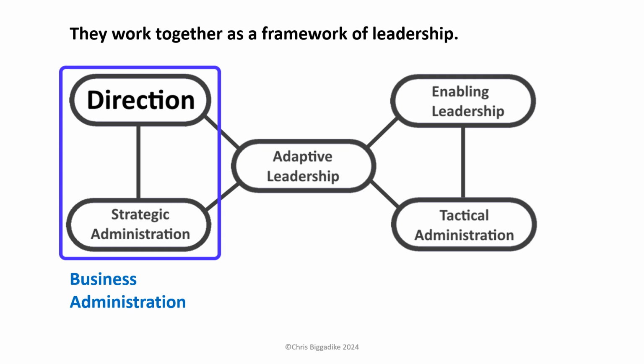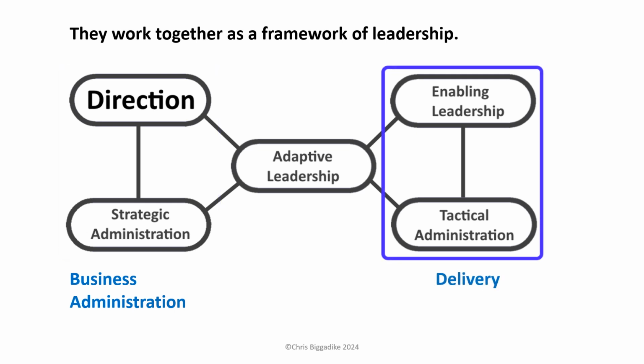Direction and strategic administration work together to deliver business administration. This is the foundational leadership which is needed to underpin activities within the organisation. Enabling leadership and tactical administration work together to give delivery teams the local guidance and governance they require to achieve a goal. The leadership is very situational and is tailored both to the situation and the team.